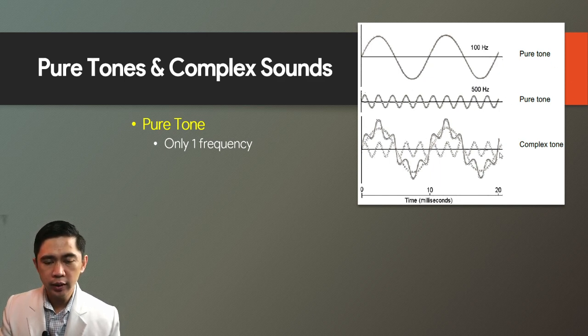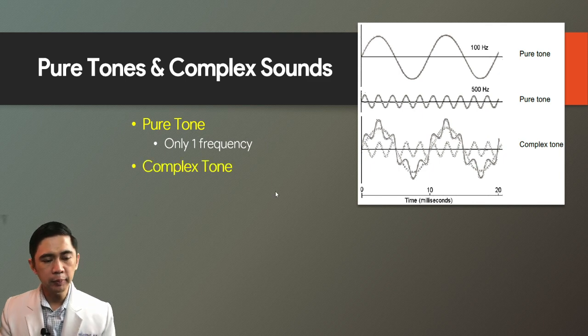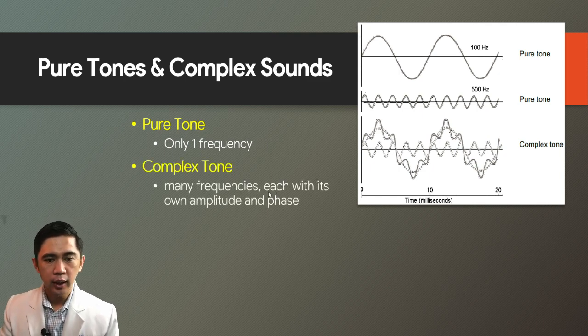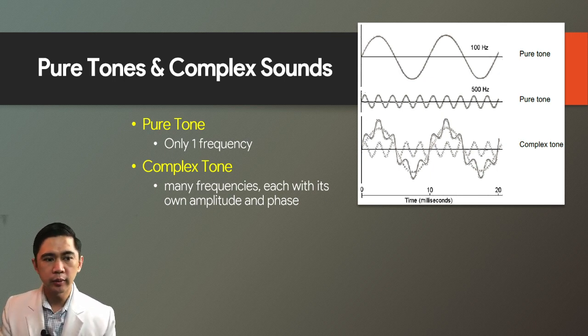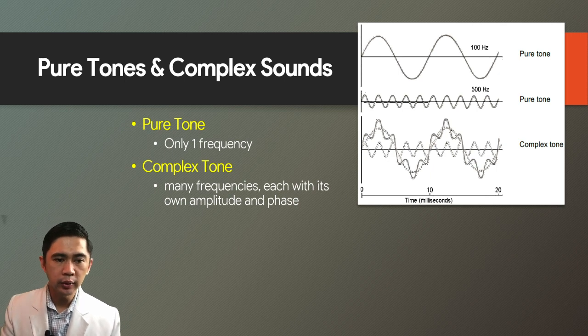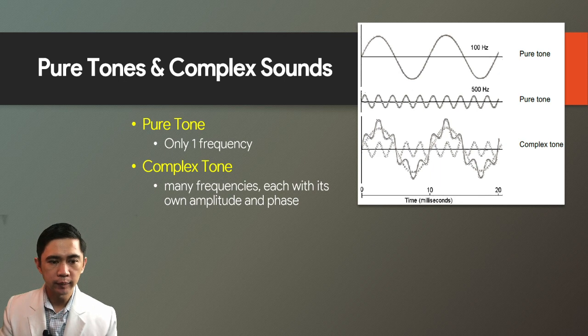In this image, however, we have several frequencies that exist, and we call it a complex tone. So a complex tone is a waveform wherein there are many frequencies, each with its own amplitude and phase. In reality, what we hear are complex tones. Rare can we hear pure tones. Pure tones are only produced in the laboratory or a hearing center.